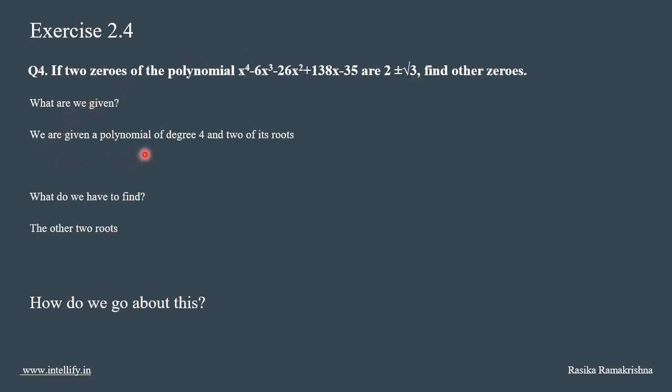We are given a polynomial of degree 4 and 2 of its roots. And what do we have to find? We have to find the other two roots. So why have I said other two roots? That's because a biquadratic polynomial is going to have 4 roots and we have 2 roots, which implies there only exist 2 other roots. Alright, so how do we go about this?